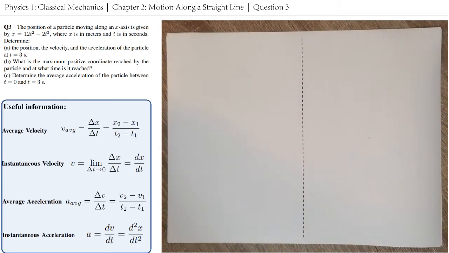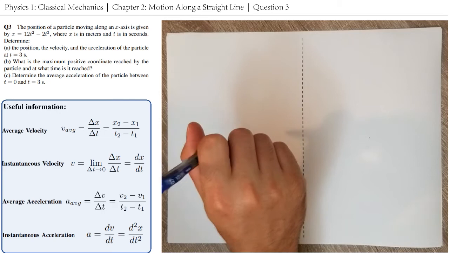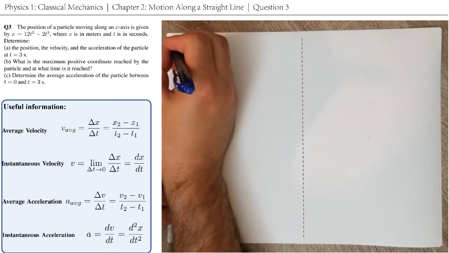Today we're going to solve question 3 of chapter 2 physics 1. In part A, we are asked to obtain the position, velocity and acceleration of the particle at t equals 3 seconds. Part A.